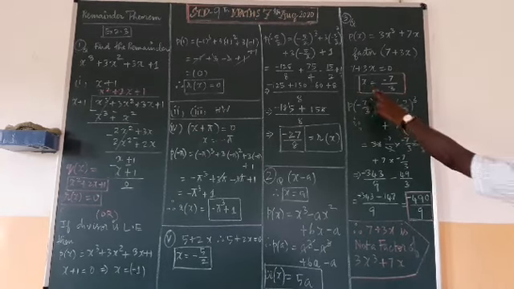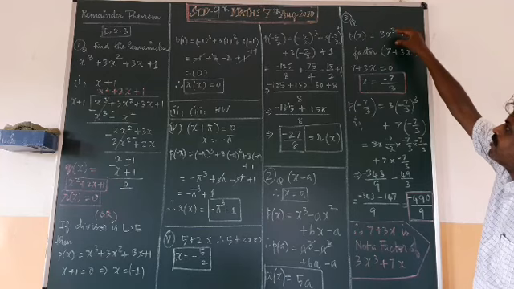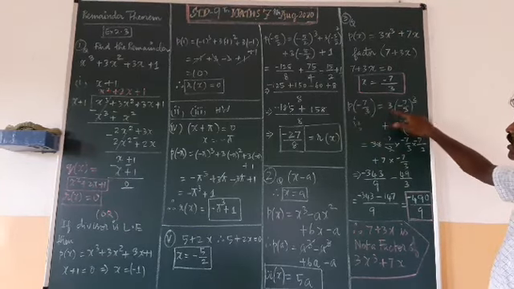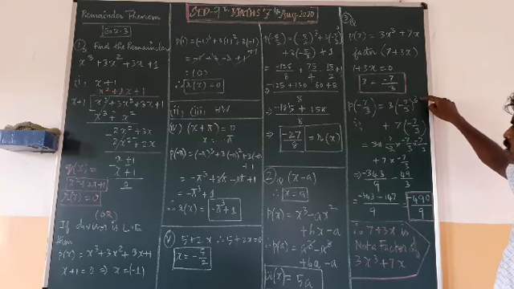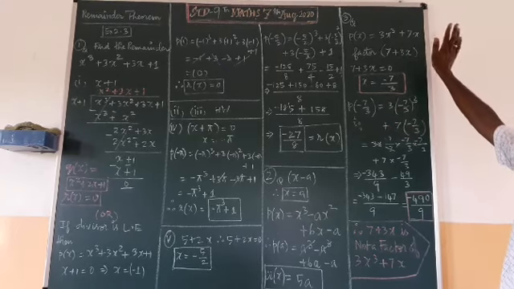So what I have done, I am equating x to minus 7 upon 3. Then I am taking and substituting in the given polynomial equation. P of minus 7 upon 3. So 3 into minus 7 upon 3 raised to cube, plus 7 into minus 7 upon 3. That's all. This is our problem.